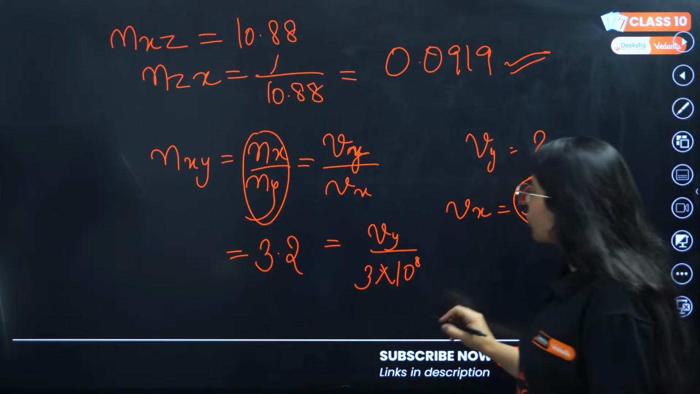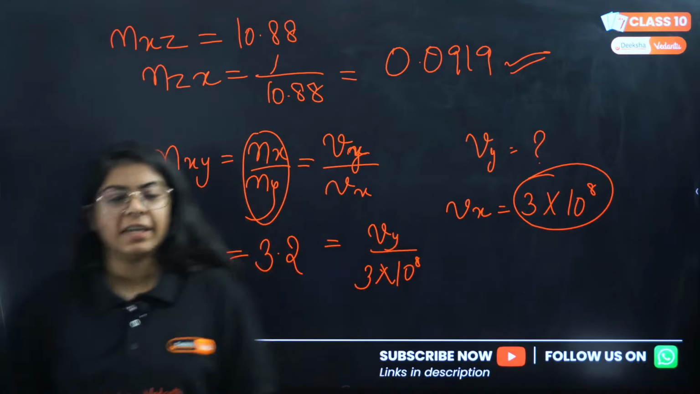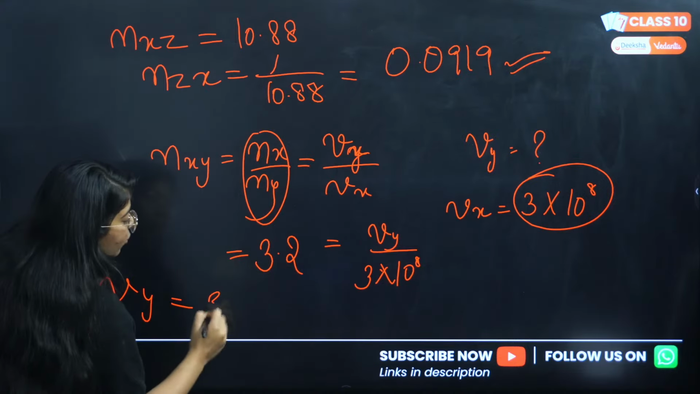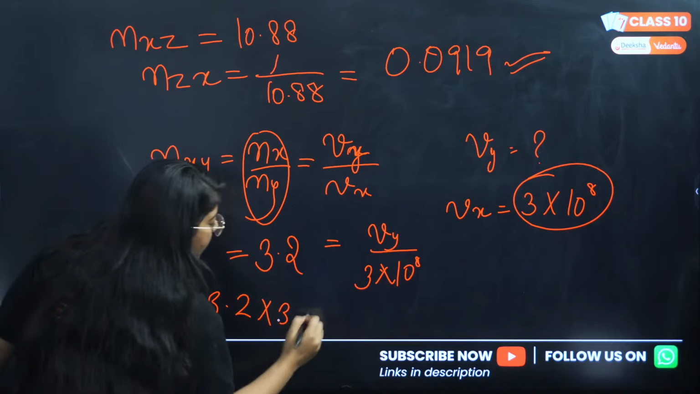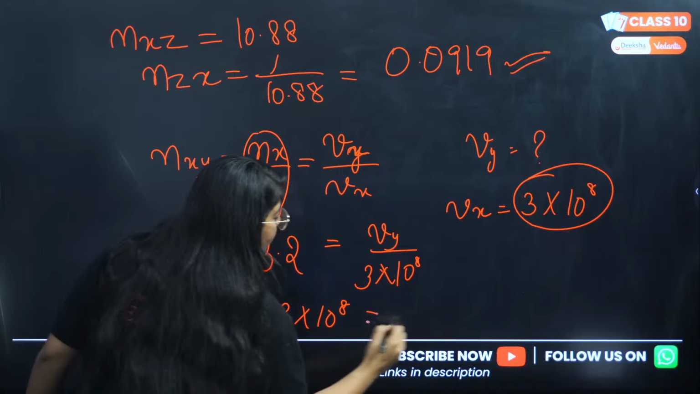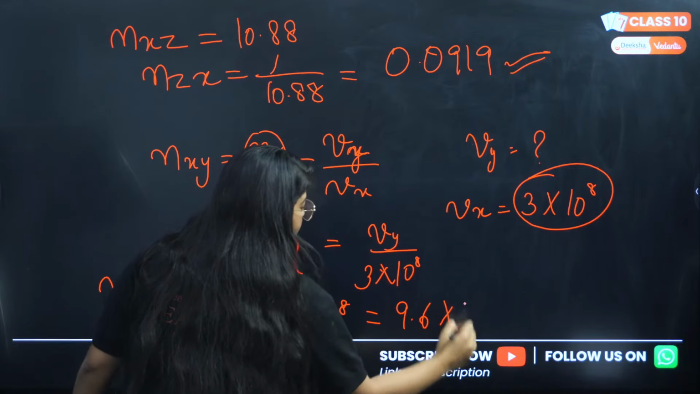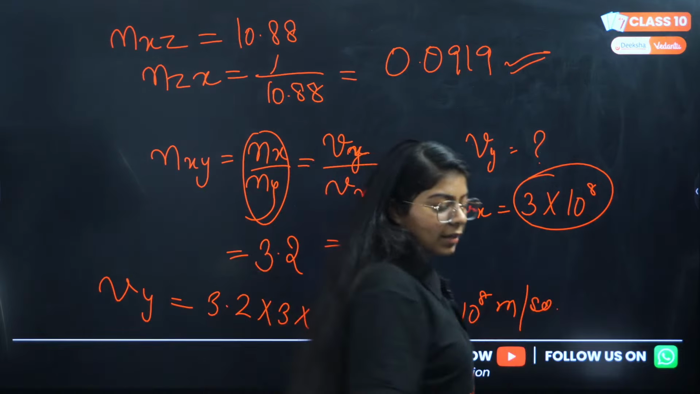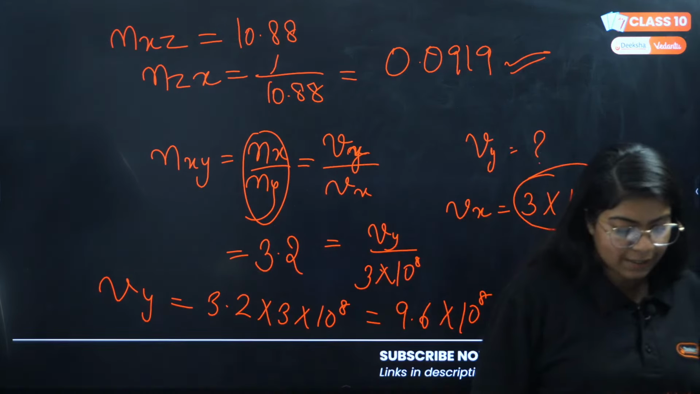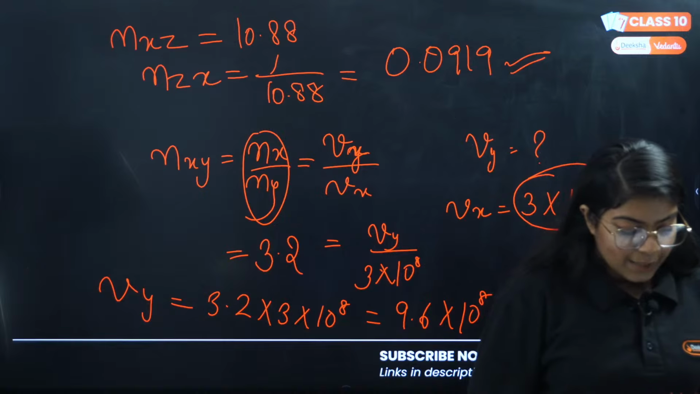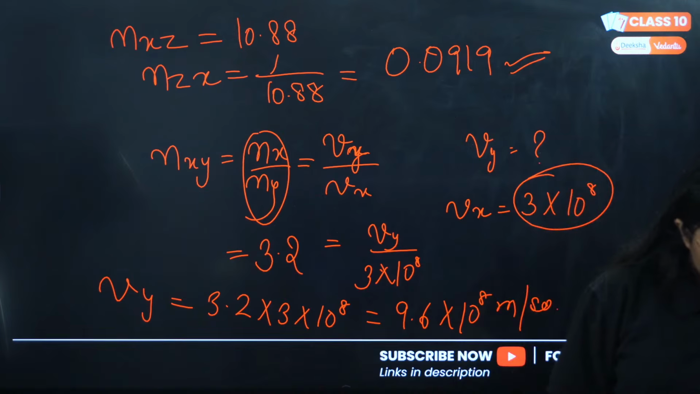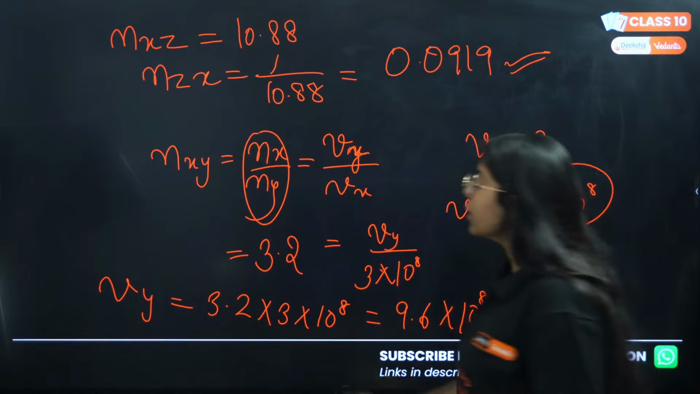If we just cross multiply, we'll get Vy as 3.2 into 3 into 10 raised to power 8, which will be 9.6 into 10 raised to power 8 meter per second. Correct? Understood? Everyone was correct. Alia was correct. Okay, moving on to the next question.